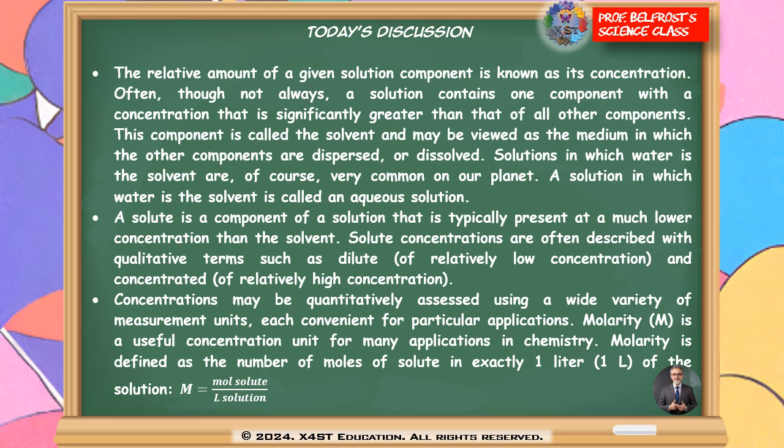The relative amount of a given solution component is known as its concentration. Though not always, a solution often contains one component with a concentration significantly greater than that of all other components, and this is called the solvent. This is the medium in which the other components are dispersed and dissolved. The most common solvent is water, and a solution in which water is the solvent is called an aqueous solution.